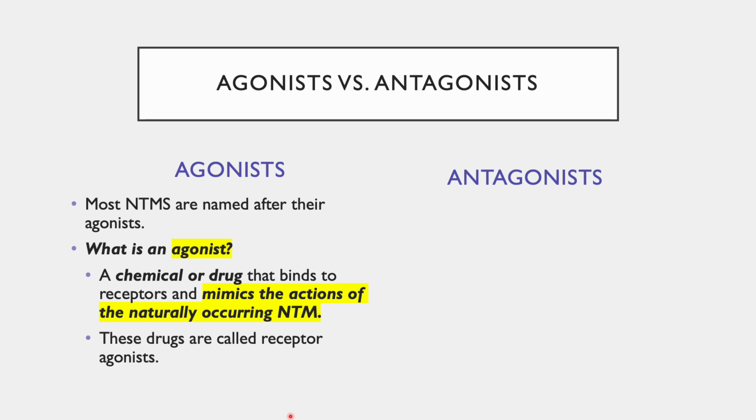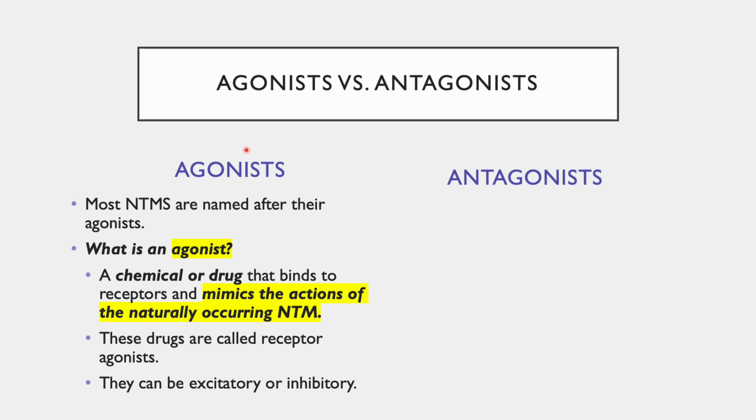These drugs are known as receptor agonists. They can be excitatory or inhibitory depending on the type of neurotransmitter they're trying to mimic. For example, if they were mimicking glutamate, they could be excitatory. If they're mimicking the actions of GABA, they'll likely be inhibitory.